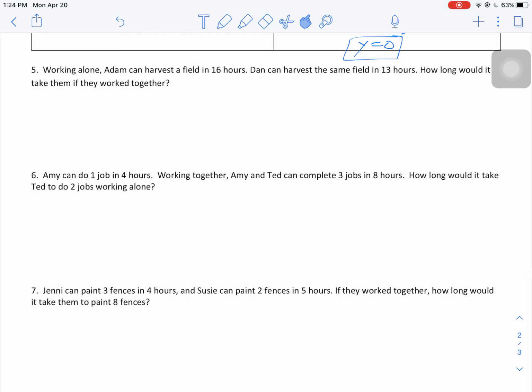Working alone, Adam can harvest a field in 16 hours. Dan can harvest the same field in 13 hours. How long would it take them if they worked together? So the next 3 problems are those work problems. So Adam can do one field in 16 hours.